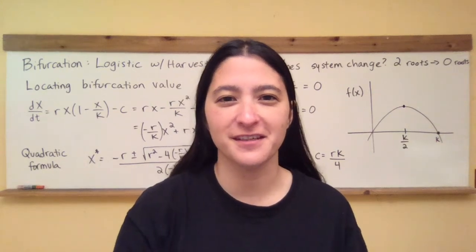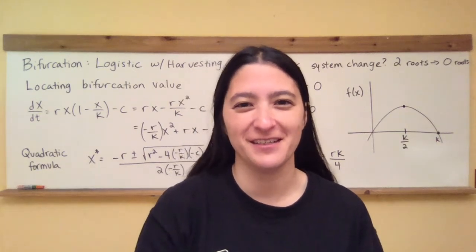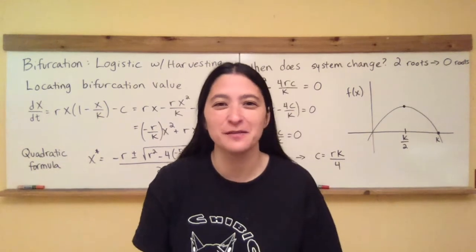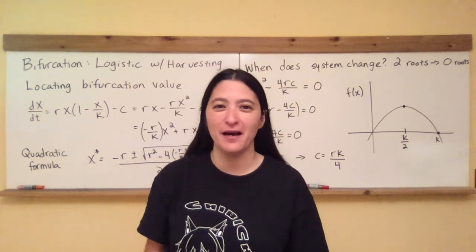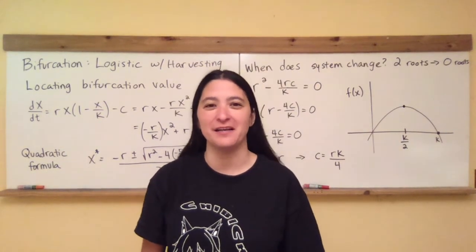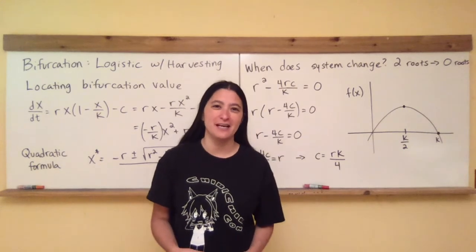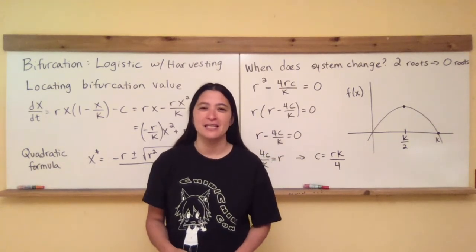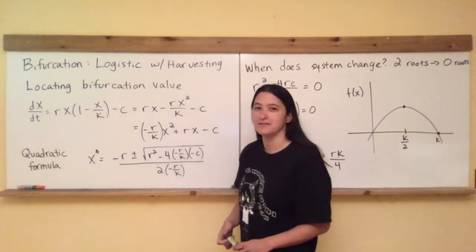So curious, huh? You want to know where that bifurcation value is, right? Because that'll tell you how many fish you can take from the pot without spoiling the whole pond. So let's go back to that logistic model with harvesting and let's locate the bifurcation value.